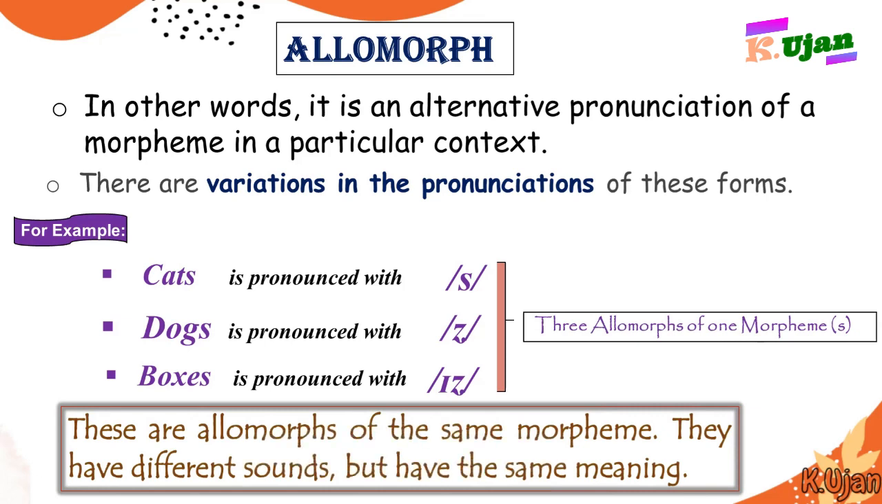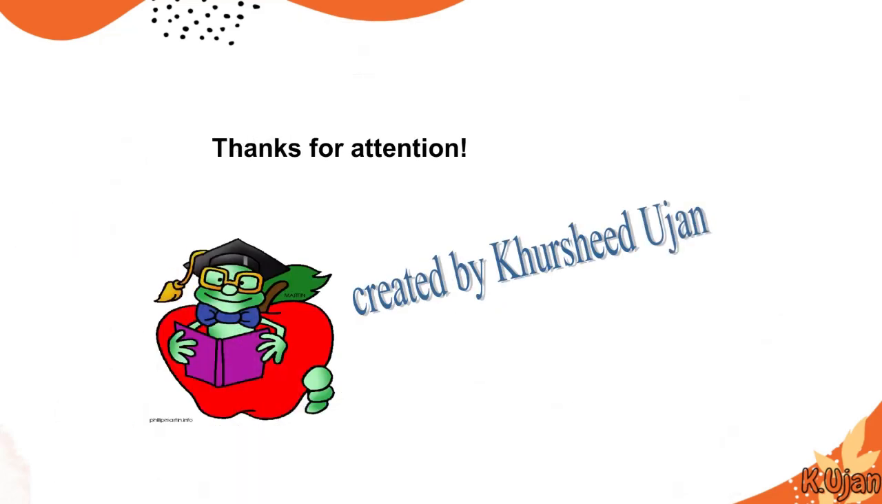These are allomorphs of the same morpheme. They have different sounds but have the same meaning. So in this way, we could say this is one morpheme having three variations in pronunciation, known as allomorphs.